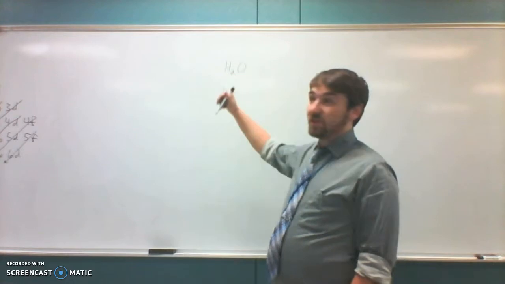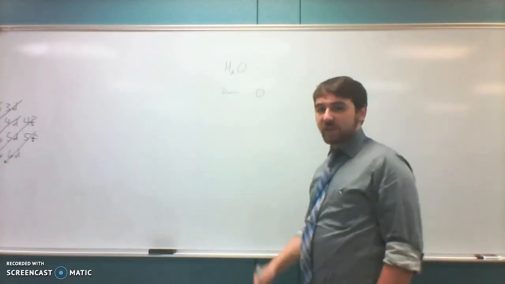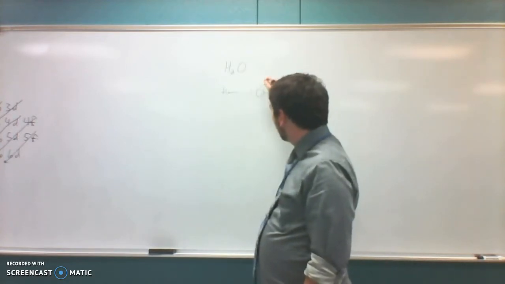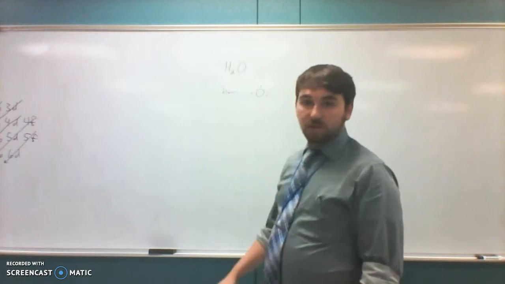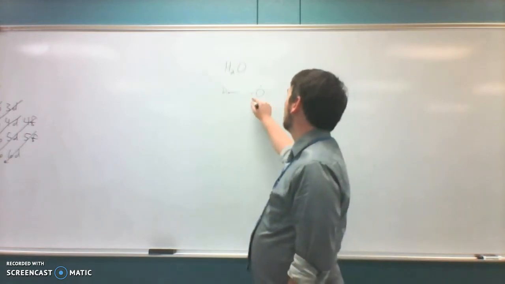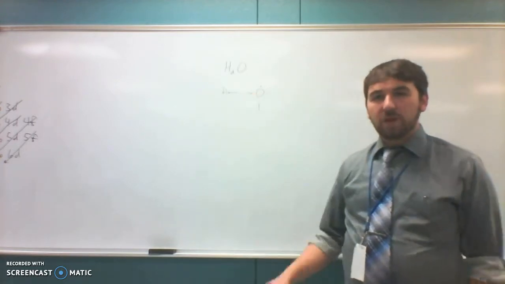So now I have oxygen. Oxygen's in column 6, so 6 outer shell electrons. So let's go 1, 2, 3, 4, 5, 6. All right, so looking at that oxygen, I'm hoping you can see that. 2 unpaired electrons. Oxygen wants 2 bonds. A couple ways you can do it.